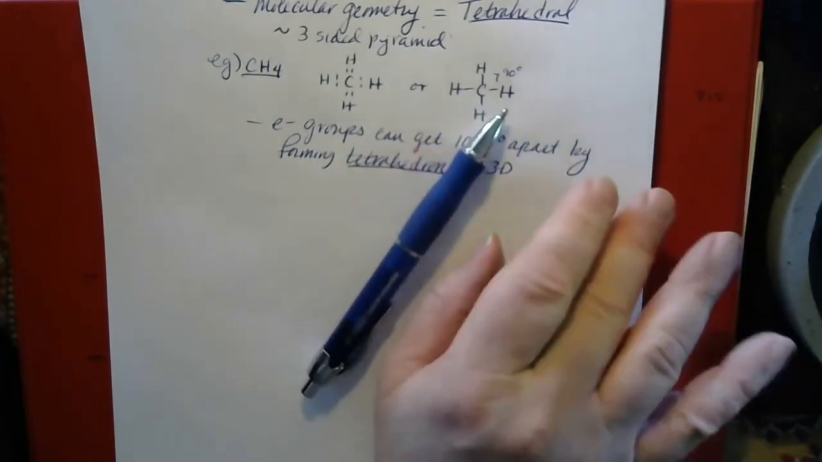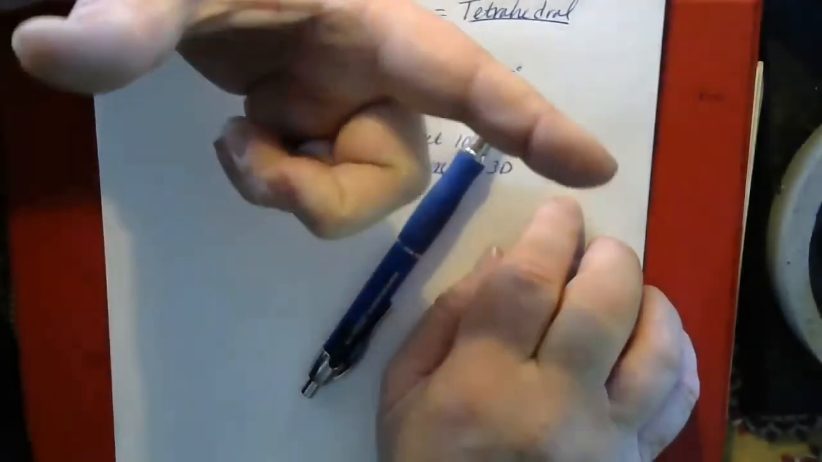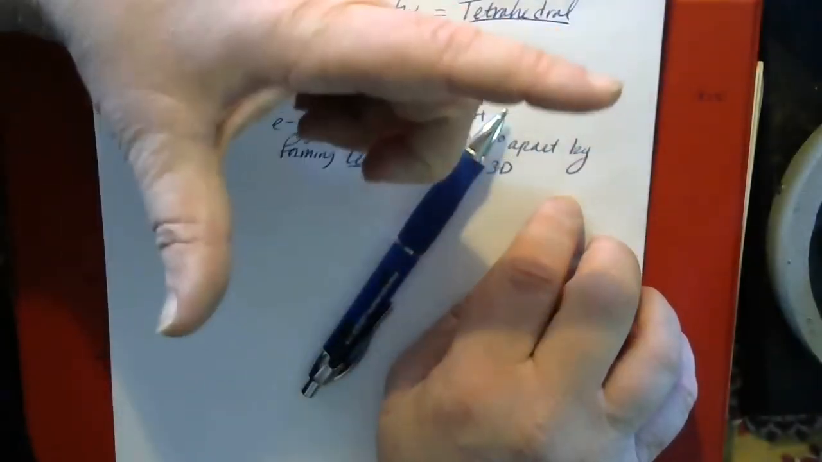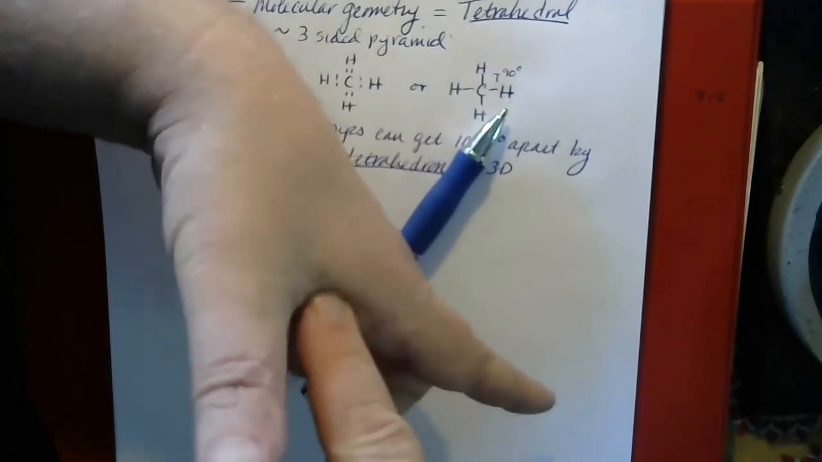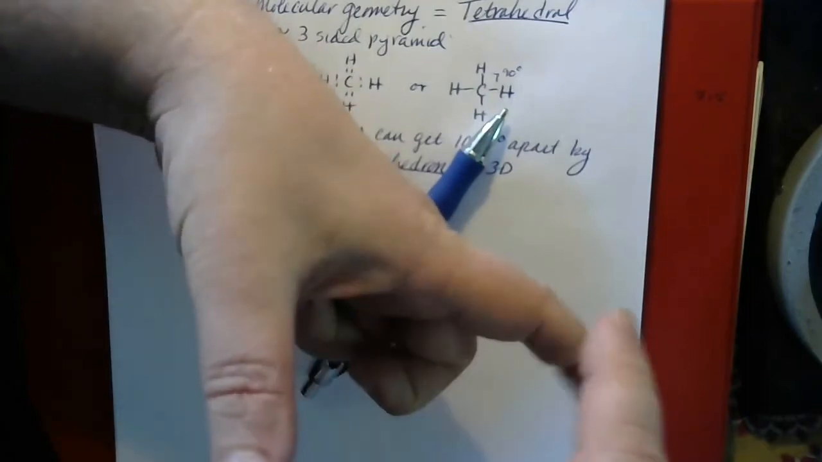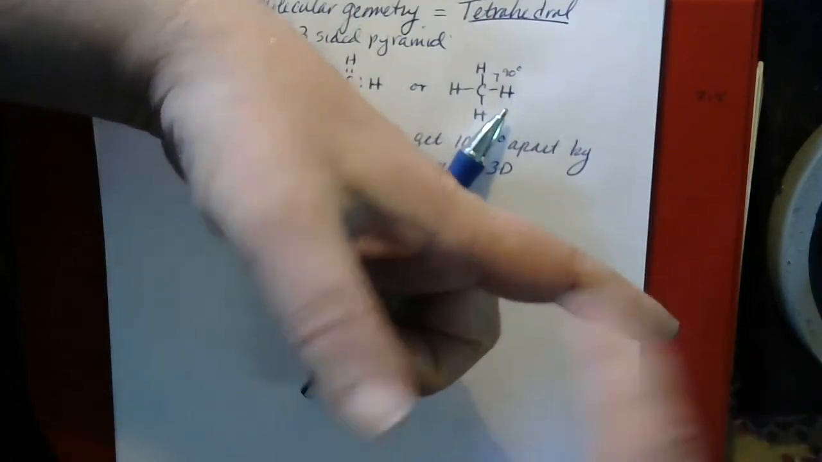Another way you can think of a tetrahedron, you can make one with your hand, actually. If you take one hand and your other hand and put them together like this, with this right here being the carbon, and the fingernails on your index fingers and thumbs will be the hydrogens. You can get a rough idea of what a tetrahedron looks like that way. So that's one way of looking at a tetrahedron.